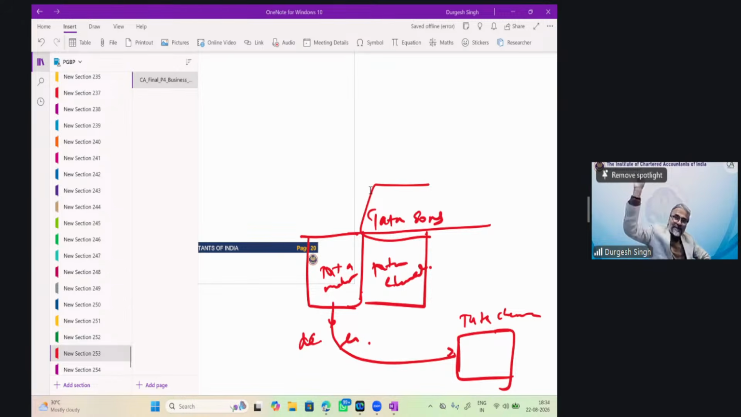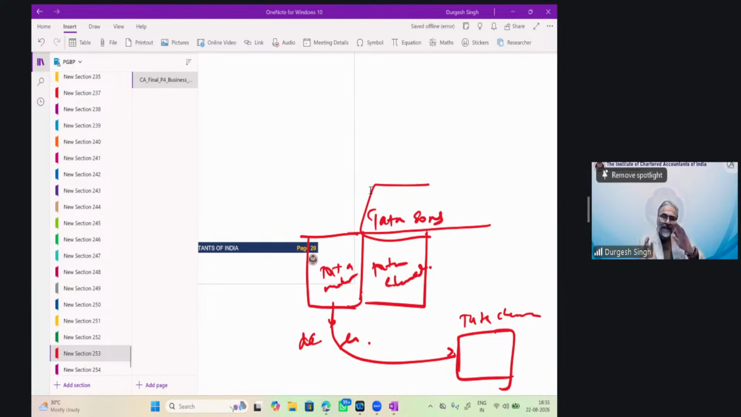Amalgamation, if it satisfies the condition. Demerger, if it satisfies the condition. Amalgamation, demerger, and the succession of the firm into a company and the conversion of private company into LLP, if they satisfy the condition. Now I'm giving you a thumb rule. The thumb rule is that it is tax neutral both at the company's level or at the entity's level as well as at the shareholder level.